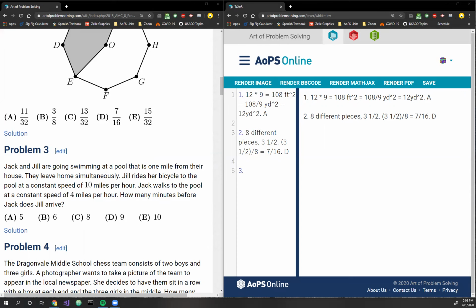9 is correct, yeah. So to do this, use d equals rt. You can write the first equation: 1 is equal to 10 times time. So time equals 1/10 of an hour, which is 6 minutes. For the second one, 1 equals 4 times time, so time equals 1/4 of an hour, which is 15 minutes. So 15 minus 6 is 9. So the answer is D.